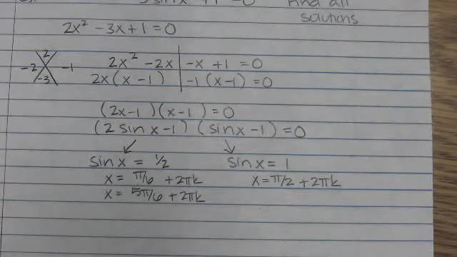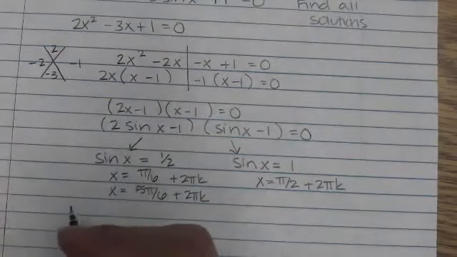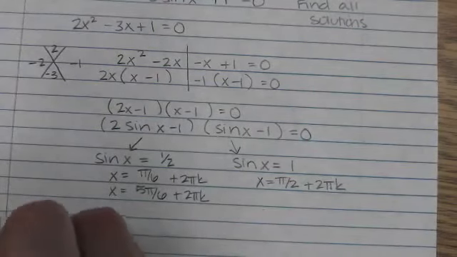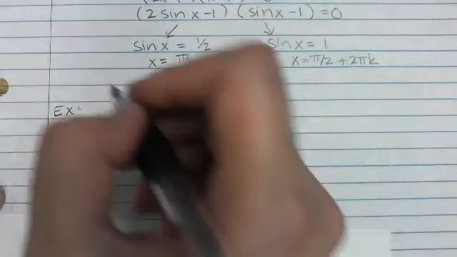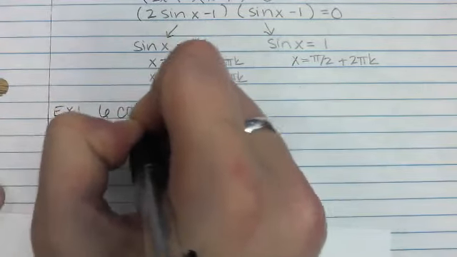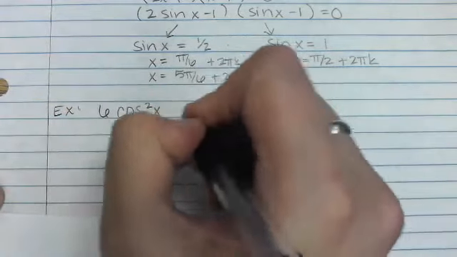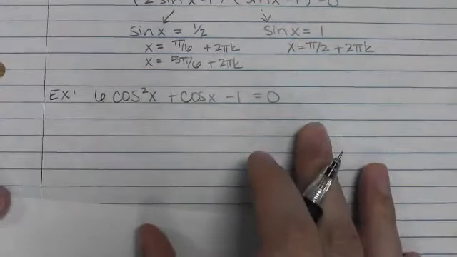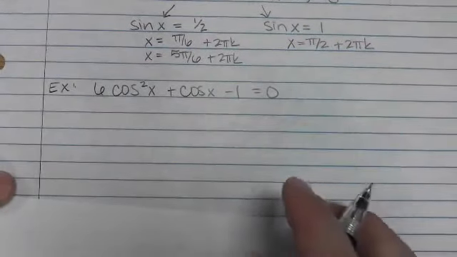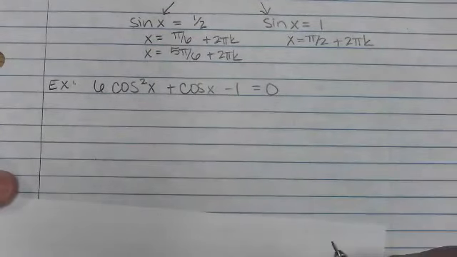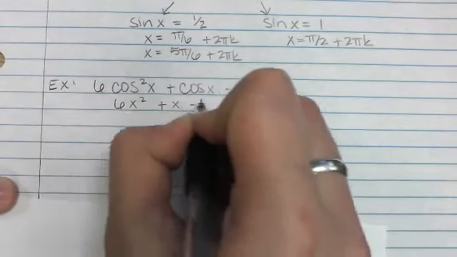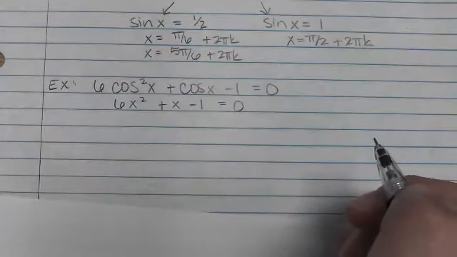Alright, let's try another factoring one. Let's try one that has messier answers. Are you guys ready? Okay, here's the next one. 6 cos squared x plus cos x minus 1 equals 0. Okay. What should we do? Yeah. Get rid of those cosines. I don't like them. Okay?